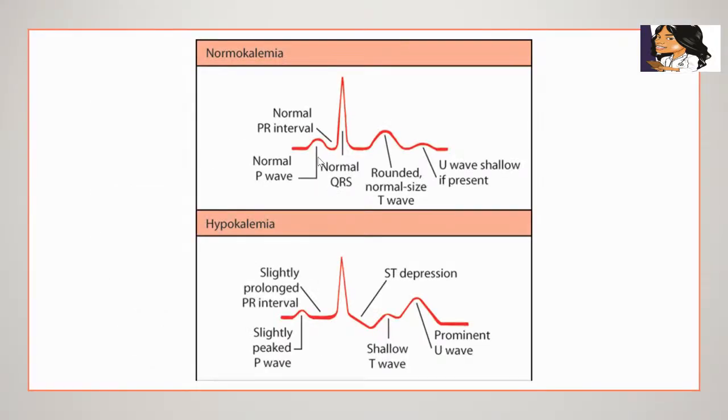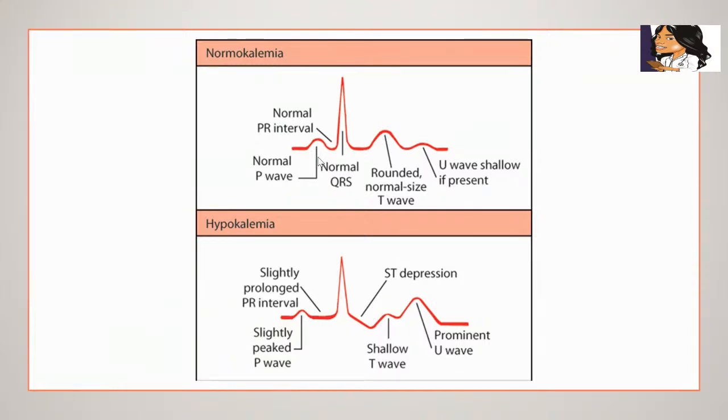So let's give you some examples, some visuals of how devastating potassium, calcium, and sodium could be. Look at a person who has a potassium value within normal limits. You see that beautiful normal P wave. You have that normal PR interval.